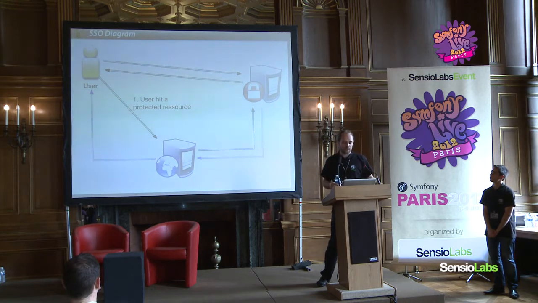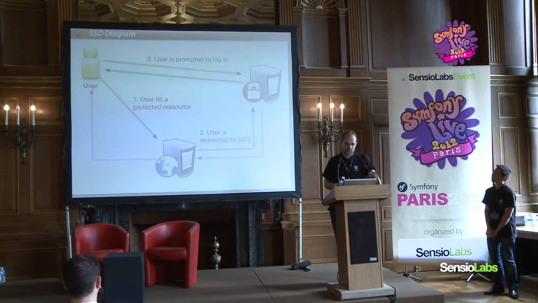The main transport key is the encoded token. So, how it works: the user requests a protected resource and is redirected to the SSO. The SSO asks the user to log in with a login name and password, or with Facebook Connect.